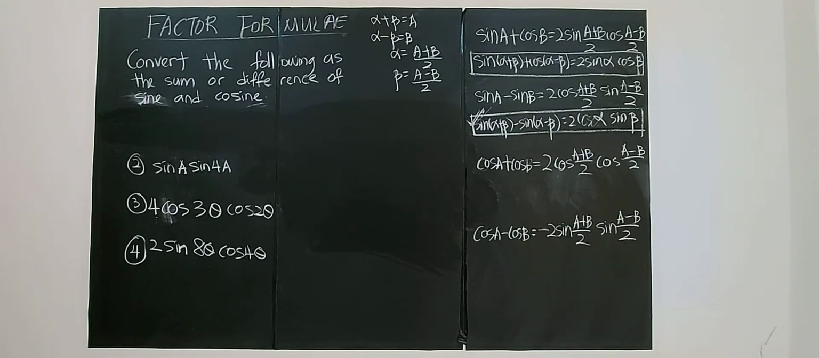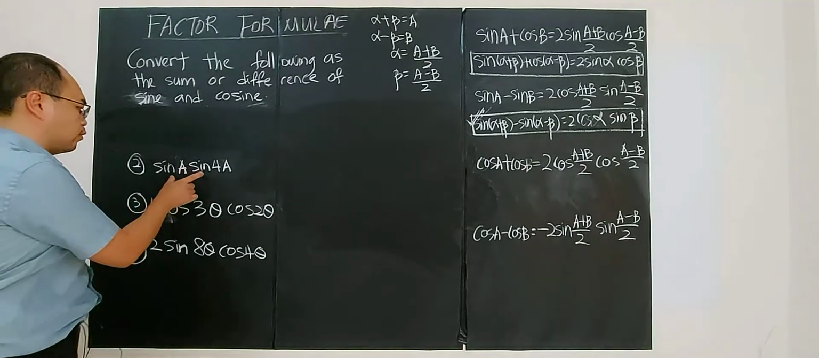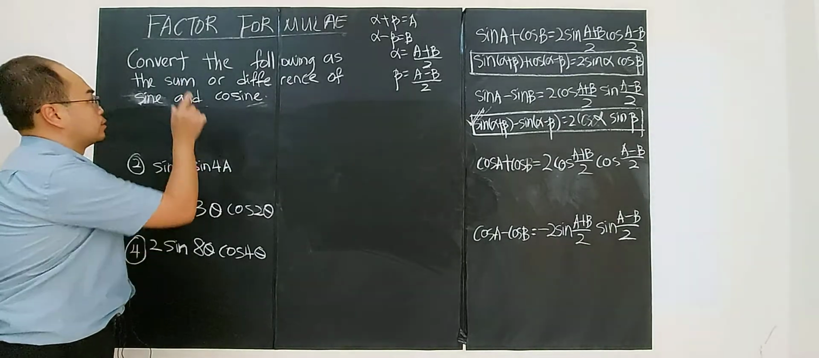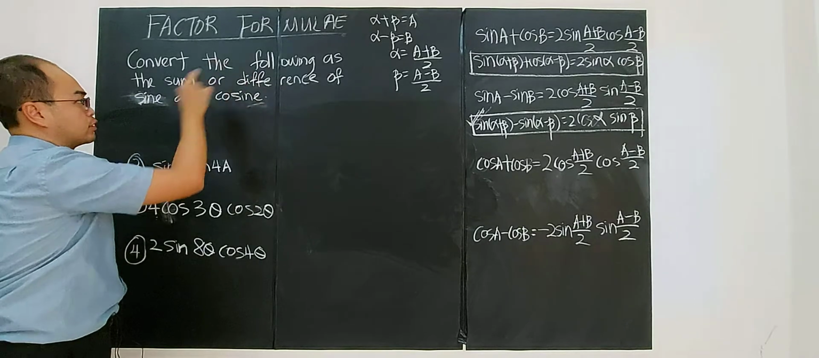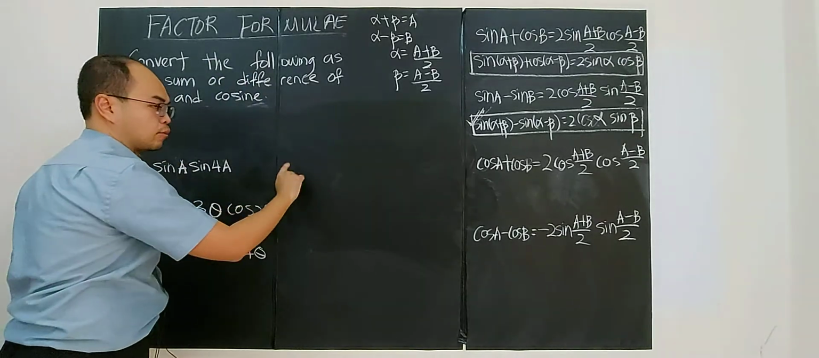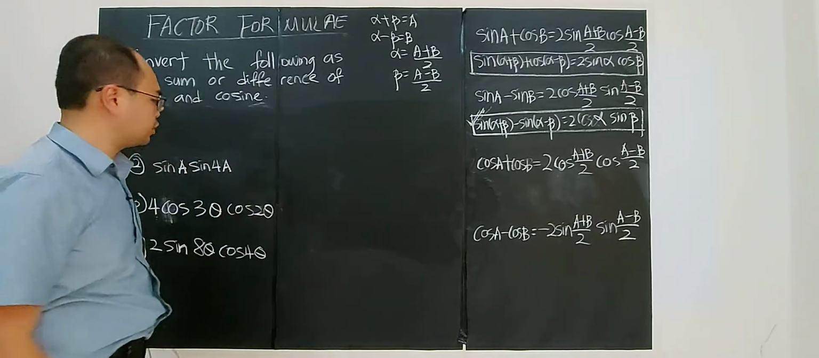Alright, let's look at question 2. You have sine A, sine 4A, product form, hasil darab. Change it to a sum or difference, so you want the plus or minus. I don't want product form. So which formula to use?